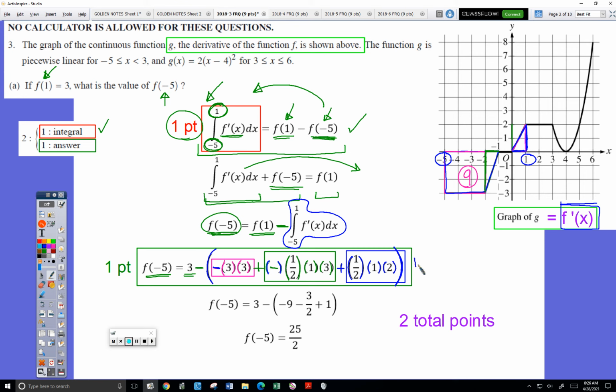You can stop right there. You don't have to go further. That would earn you the full point. If you kept going, as long as you didn't make a mistake, that's fine as well, but you really should stop. 2 total points for 3A.